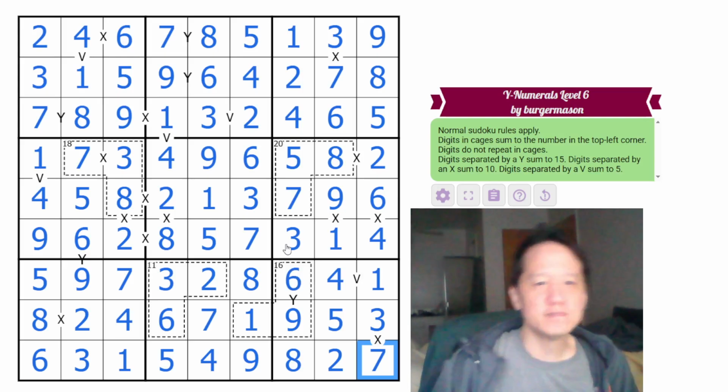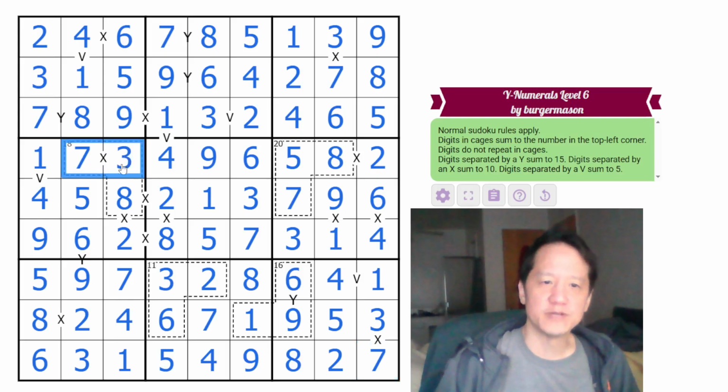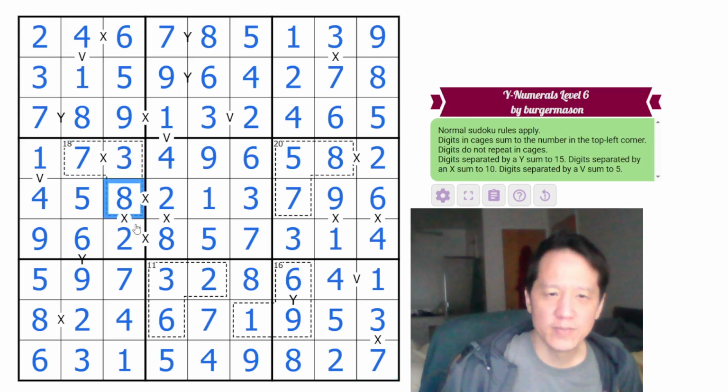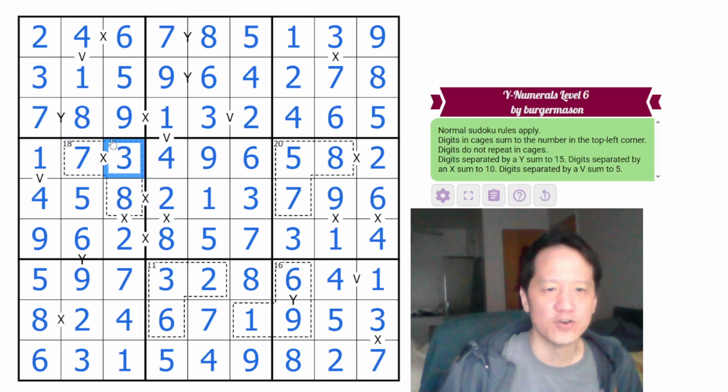Yeah, this was, I think, easier than yesterday's puzzle. But it's probably because it just flowed very well. If you just saw the X's and the Y's in the cages, you knew where things had to be, essentially. And it just flowed from there.